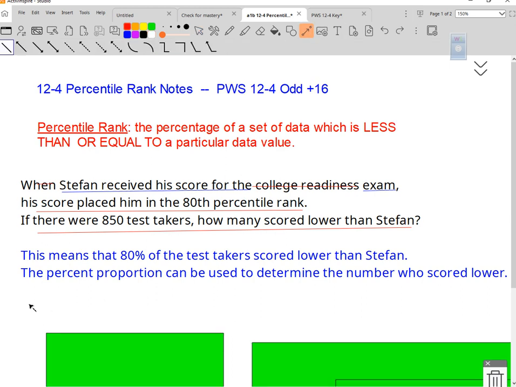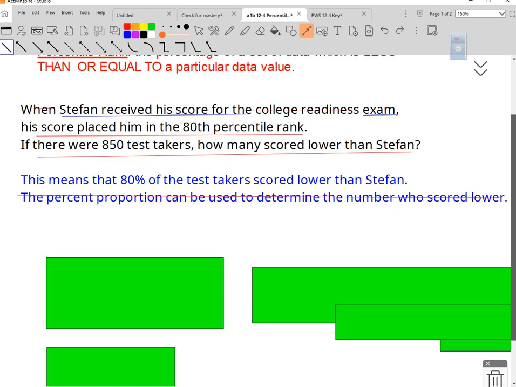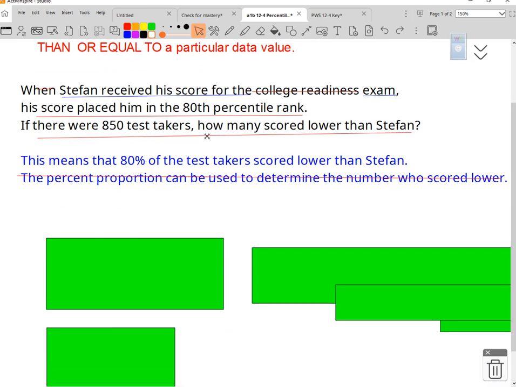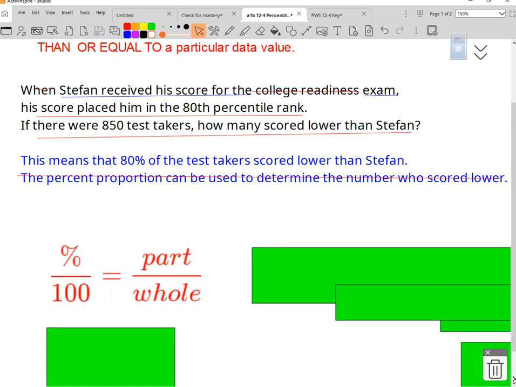And we're going to read this and not write it. So the percent proportion can be used to determine the number of test takers who scored lower. So you remember what a percent proportion is? Anybody remember? That's percent proportion. Does that look familiar? The percent over 100, which really is that whole fraction, is the percentage, equals the part over the whole.